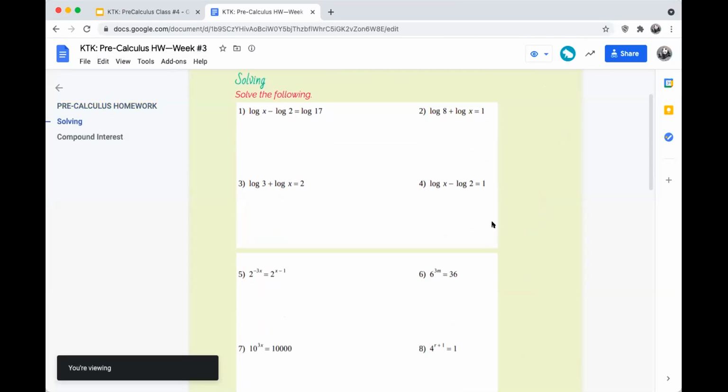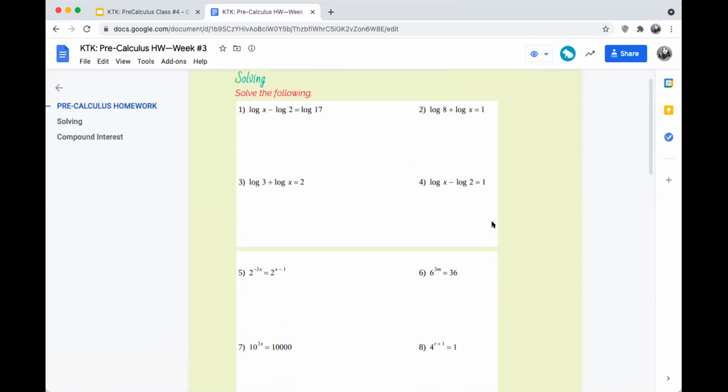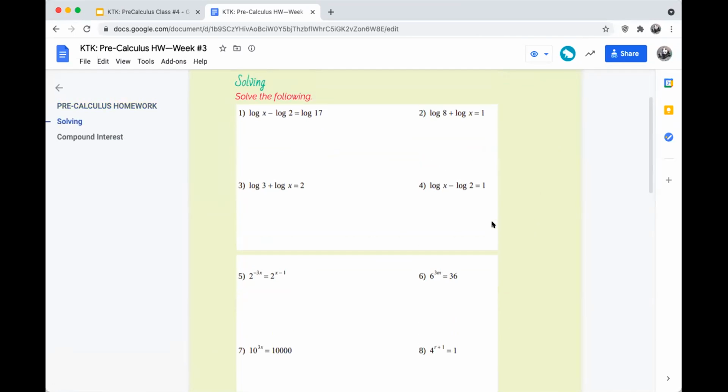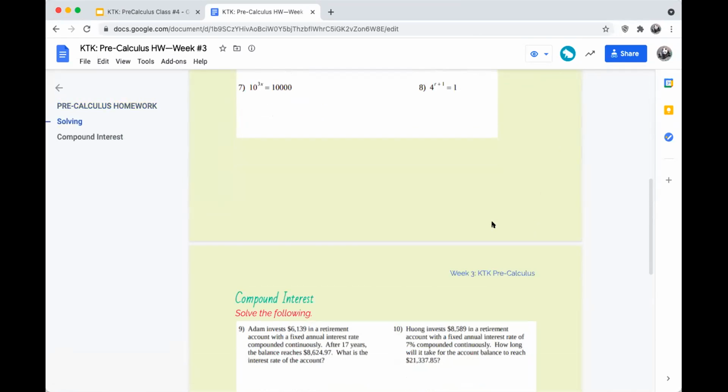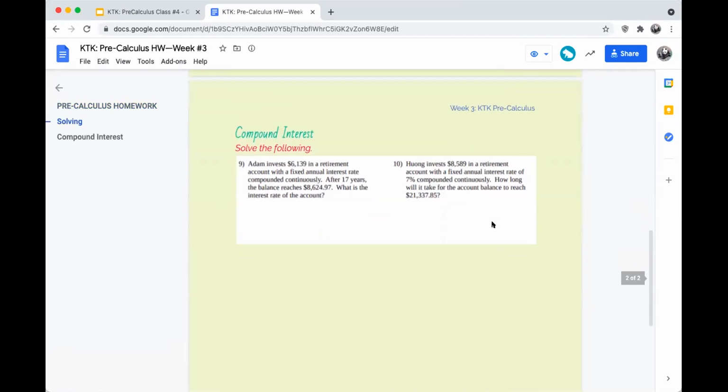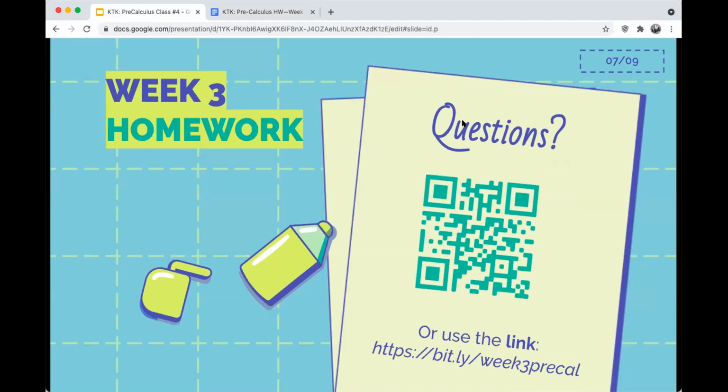All right, so these were the problems that you got. You got 4 problems solving logarithmic equations, 4 problems solving exponential equations, and then we have compound interest, 2 problems for compound interest. Anyone who would like to share their answers, you can go ahead and do so. We're going to go ahead and get started reviewing the answers.